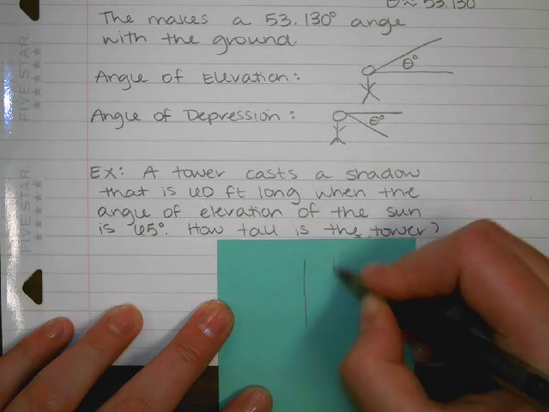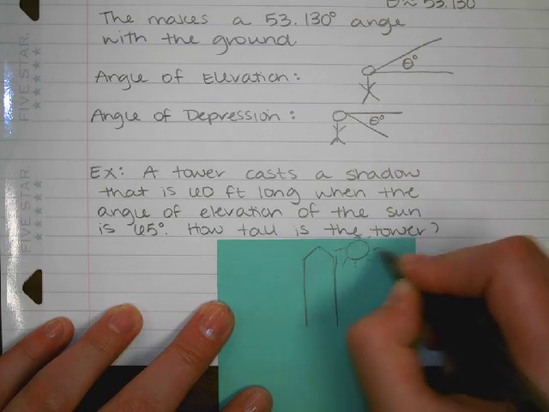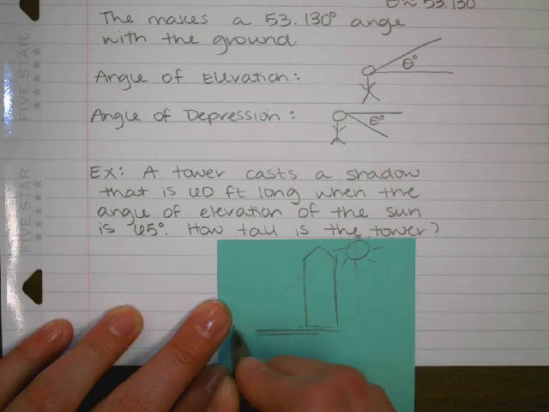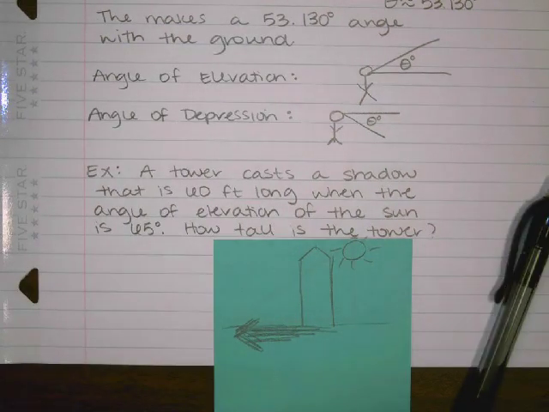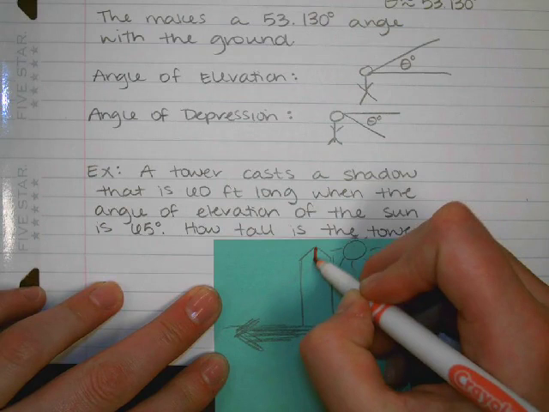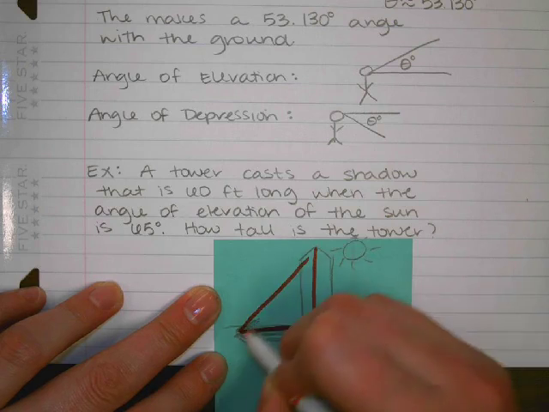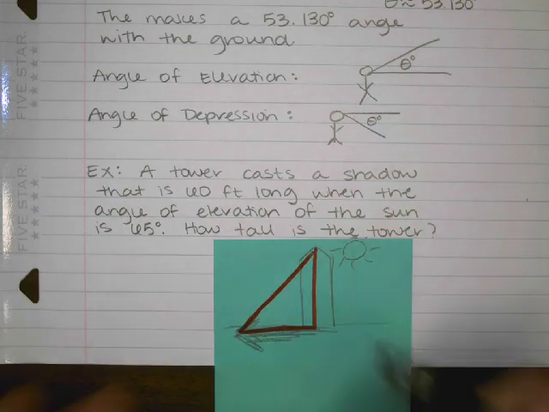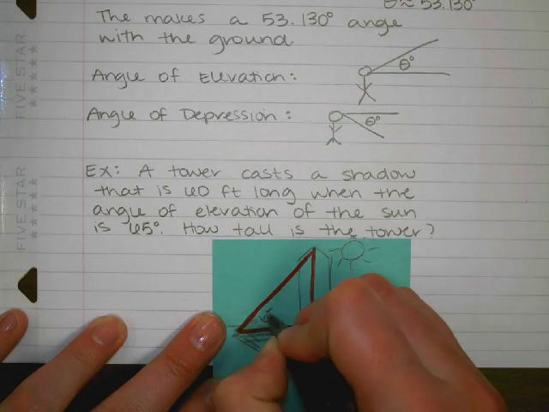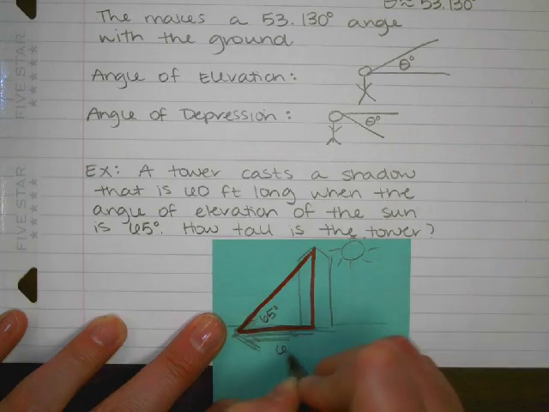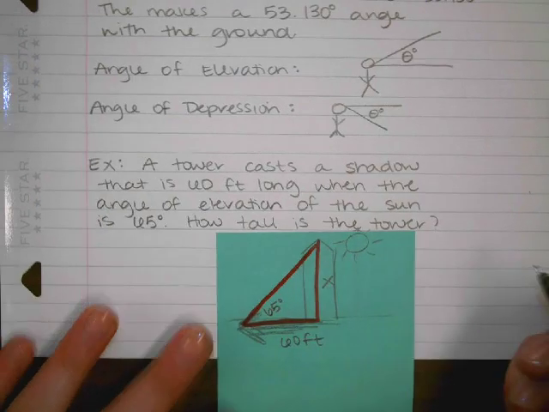We have the tower. We have the sun. We have the shadow. There's the ground all the way across. We have the shadow of the tower on the ground. Okay. So the angle that the sun is making is 65 degrees. They tell you that the shadow is 60 feet, and they want to know what the height of the tower is. So that's going to be this, and that's going to be an X.